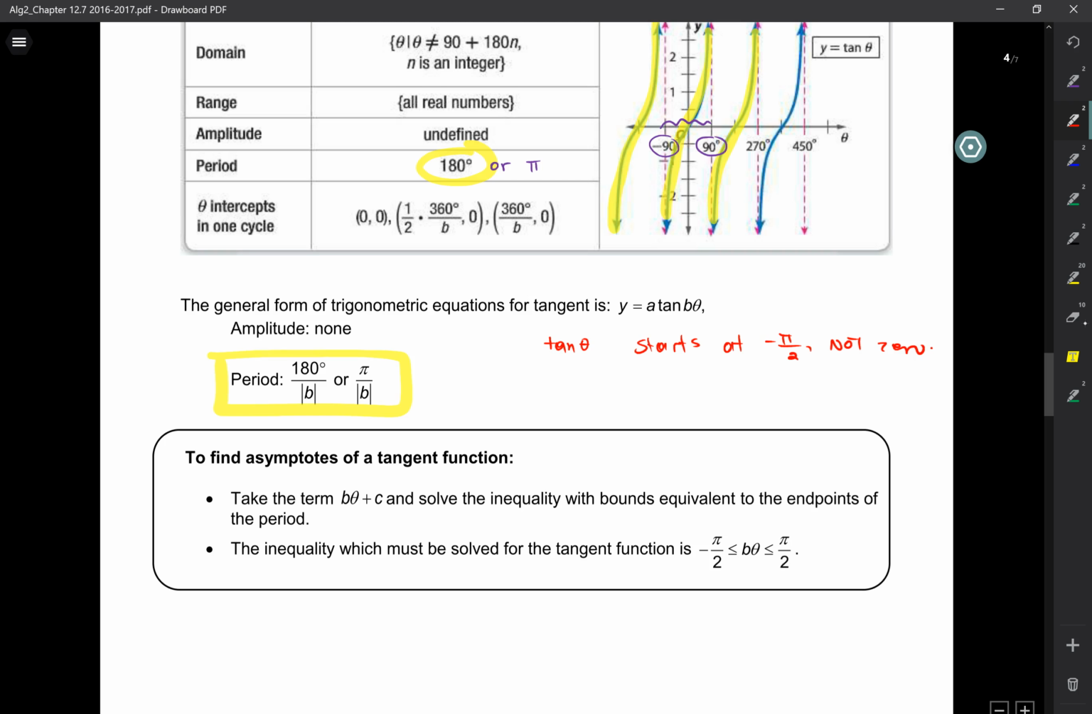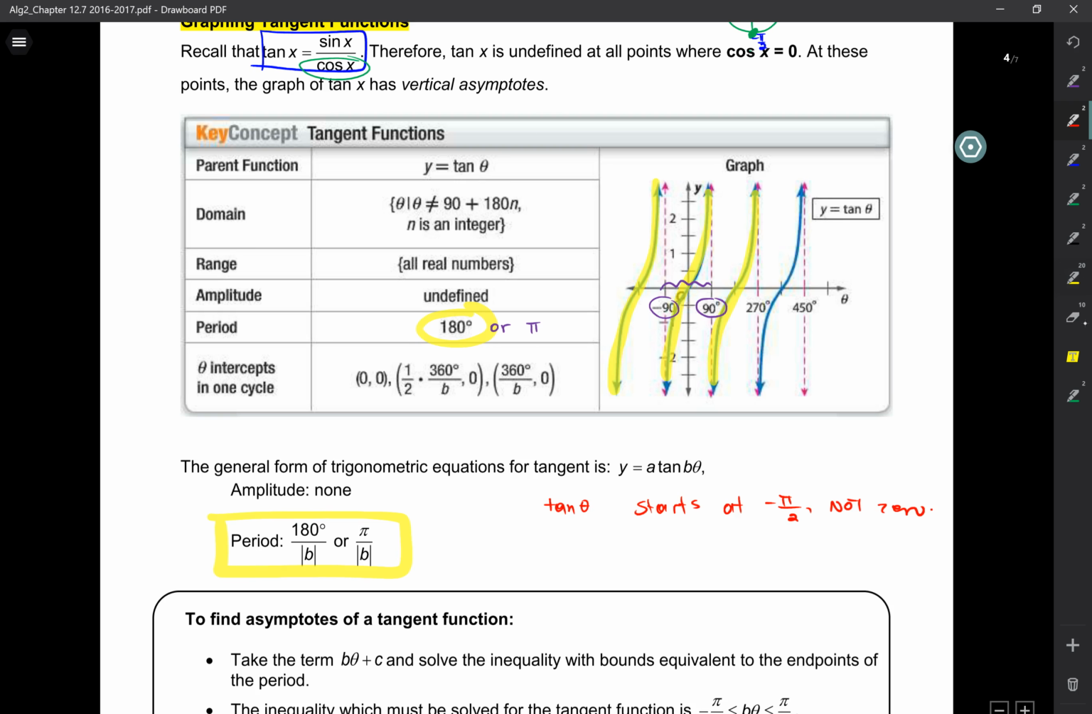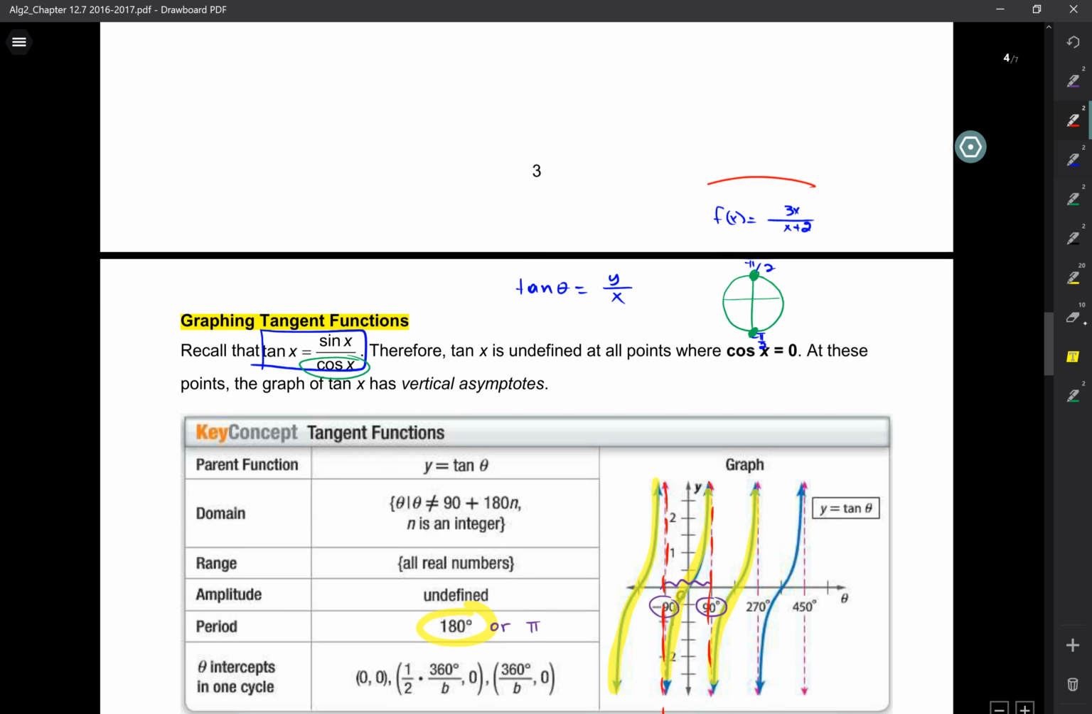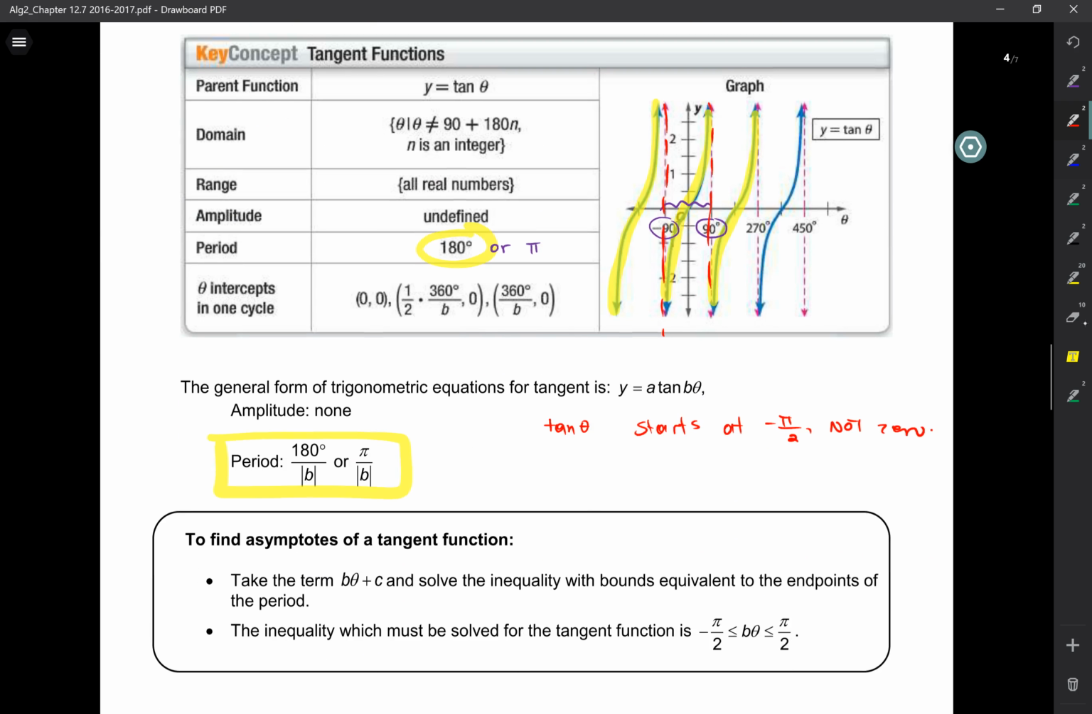Not 0, okay? All right, now, remember how I said when cosine is 0, the tangent is undefined? At those points, tangent has vertical asymptotes, right? Just like our rational functions at x equals negative 2, this would have a vertical asymptote. Wherever cosine is 0, there is a vertical asymptote. So to graph a function, you need to figure out the period and you need to figure out where the asymptotes are.